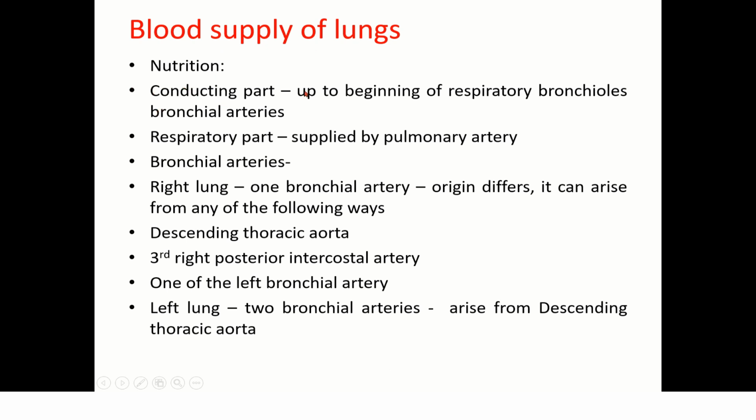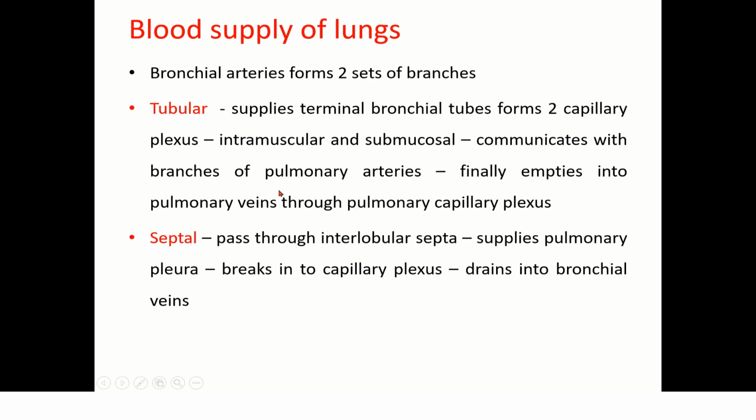So nutrition, the conducting part up to the beginning of the respiratory bronchioles is by the bronchial arteries. The respiratory part is supplied by the pulmonary artery. The bronchial arteries: in the right lung there is one bronchial artery. Origin differs. It can arise from the descending thoracic aorta, the third right posterior intercostal artery, or from one of the left bronchial arteries. In the left lung there are two bronchial arteries which arise from the descending thoracic aorta.